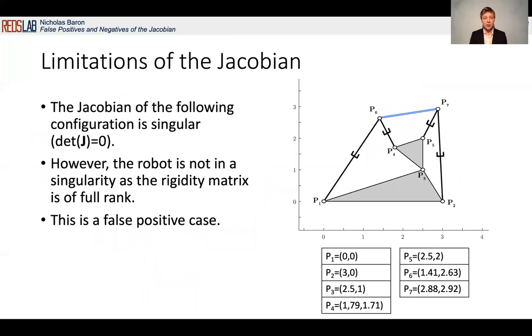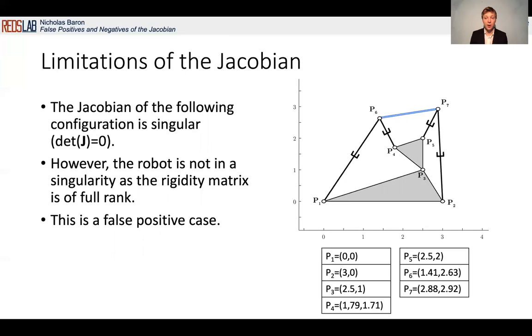So now let's consider an instance where this causes some problems. We have a particular configuration of the mechanism here, with the set of joint coordinates at the bottom of the screen. If we compute the Jacobian of this configuration using the method just described, we will find that the Jacobian is singular. If we compute its determinant, it's equal to 0. However, the robot is not in a singularity.